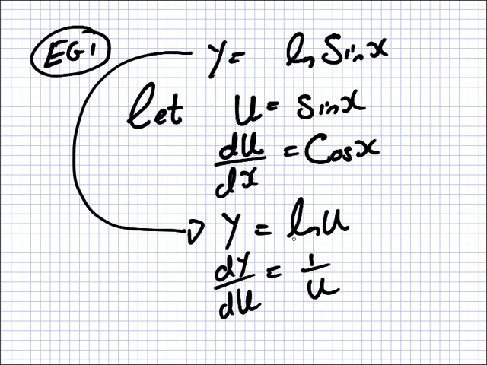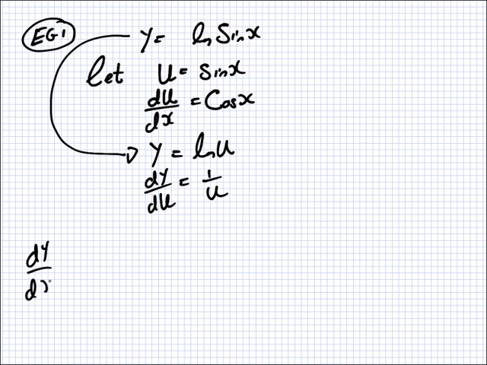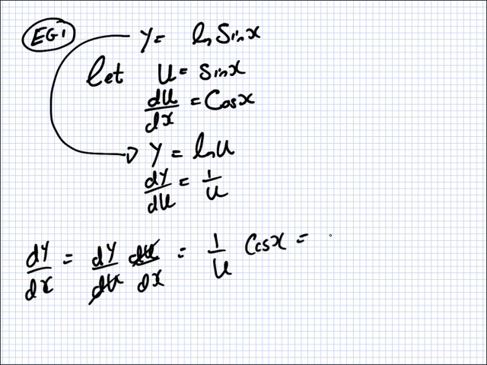Now, here comes the answer. So you can say dy/dx equals dy/du times du/dx, because they cancel. dy/du is 1 over u. du/dx is cos x. That's cos x over u, and u is sine x. So that's the answer. I'll do another example. If you want to write this down, it's the first example.